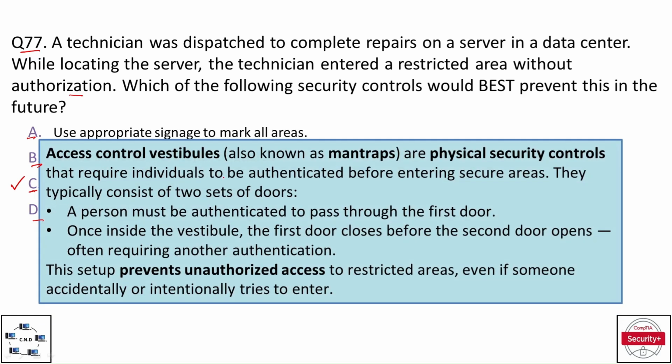So access control vestibules, also known as man traps, are physical security controls that require individuals to be authenticated before entering secure areas. They typically consist of two sets of doors. A person must be authenticated to pass through the first door. Once inside the vestibule, the first door closes before the second door opens, often requiring another authentication. So, this setup prevents unauthorized access to restricted areas even if someone accidentally or intentionally tries to enter.